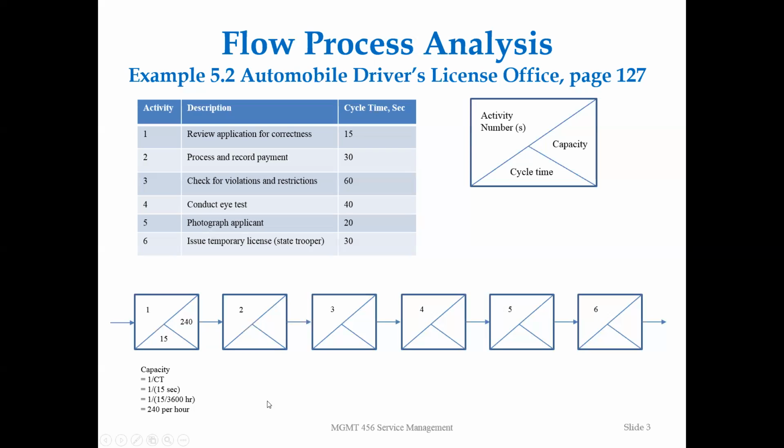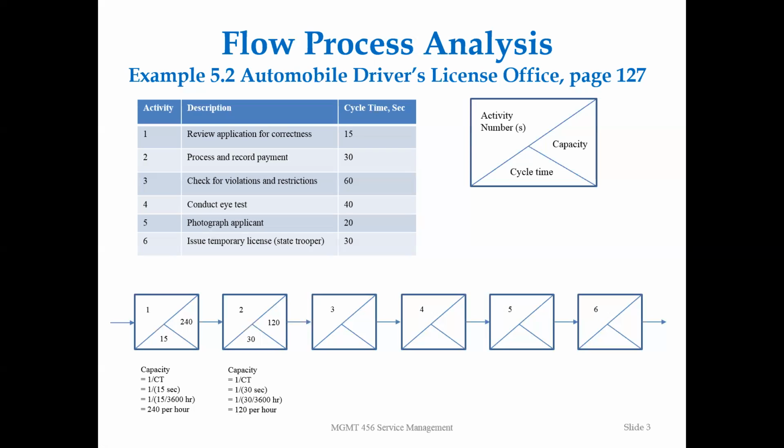So for activity 2, cycle time 30 seconds. Based on the cycle time of 30 seconds, we can convert it to capacity. Capacity is 1 over cycle time, so 1 over 30 seconds. Convert 30 seconds to hours: 30 divided by 3600. So this is how many hours. Then we can do the math. This is equivalent to 3600 divided by 30, you have 120 per hour. So we write down 120 per hour here. This is the capacity. So we can do this for the rest of the activities.